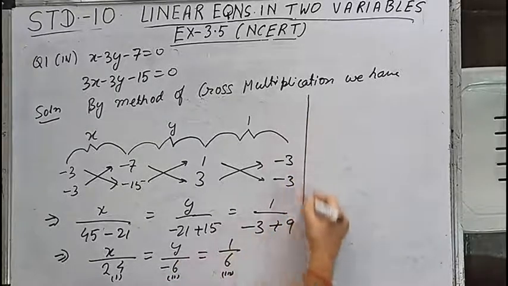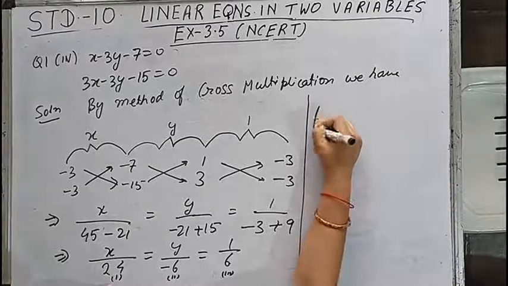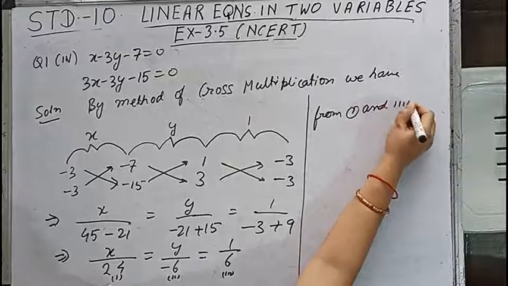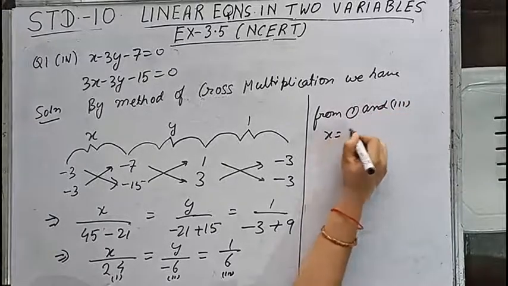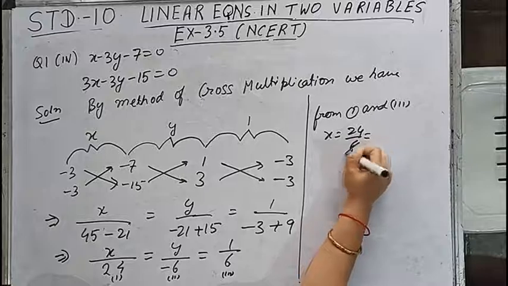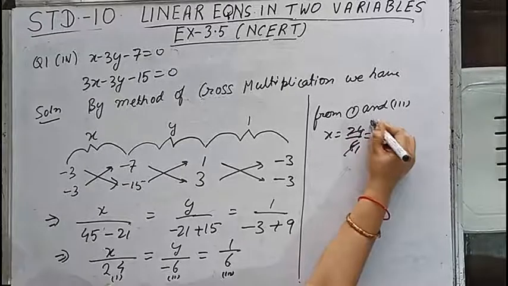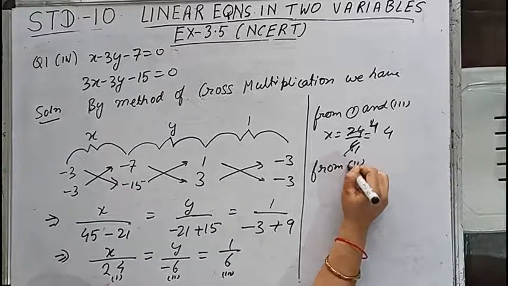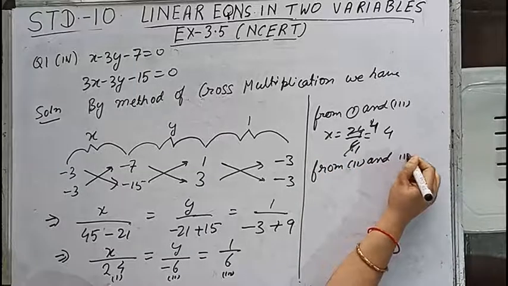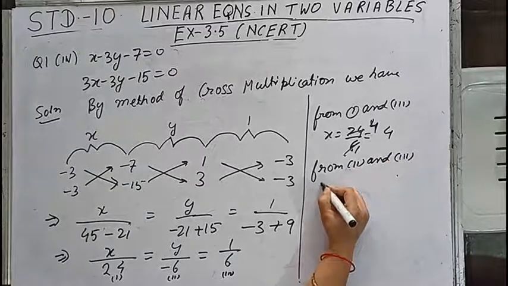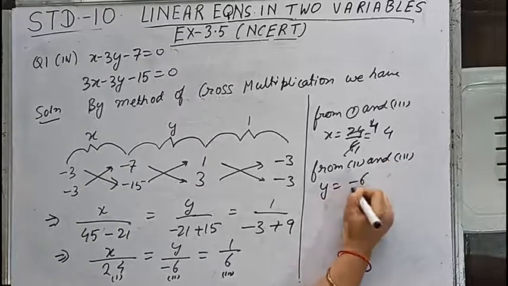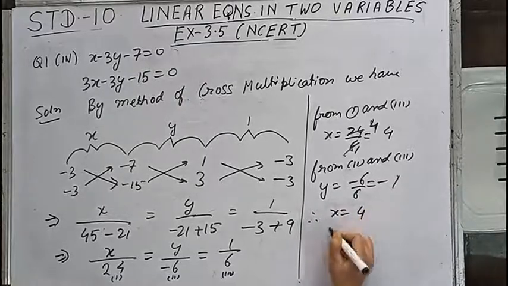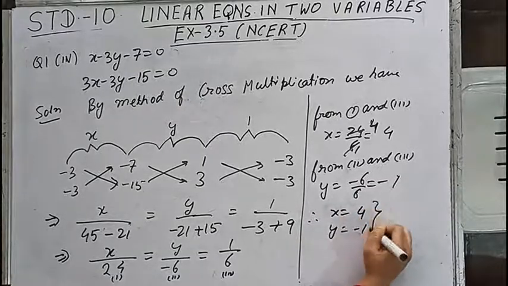So what we get from 1 and 3, x equals to 24 by 6 equals to 4, and from 2 and 3, y is equals to minus 6 by 6 equals to minus 1. Therefore, x equals to 4, y equals to minus 1. Answer.